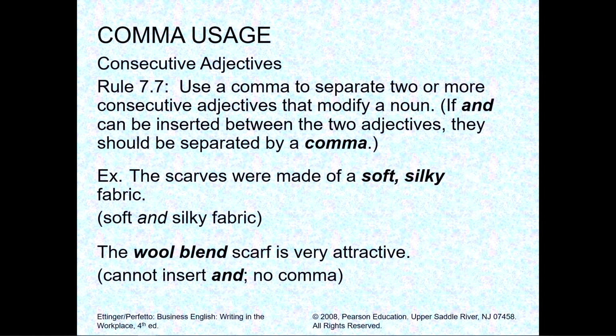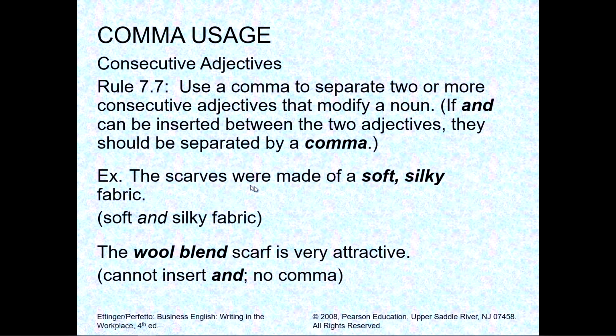Okay, here we go. We have a lot of rules in this one. 7.8, consecutive adjectives. This is a simple one, right? Use a comma to separate two or more consecutive adjectives that modify a noun. If and can be inserted between the two adjectives, they should be separated by a comma. So in other words, with and or without and, if they are adjectives that modify a noun, of course, then they need commas. Very simple. Here we go.